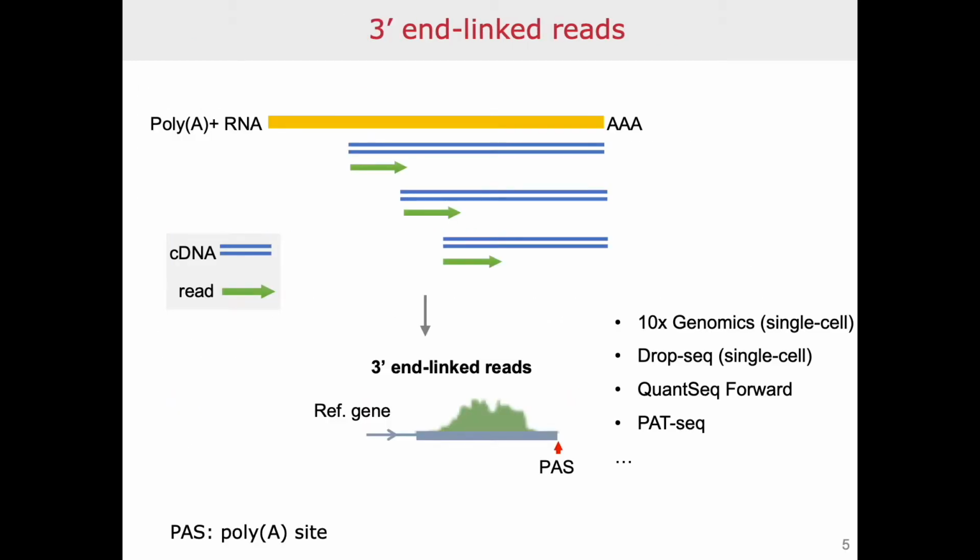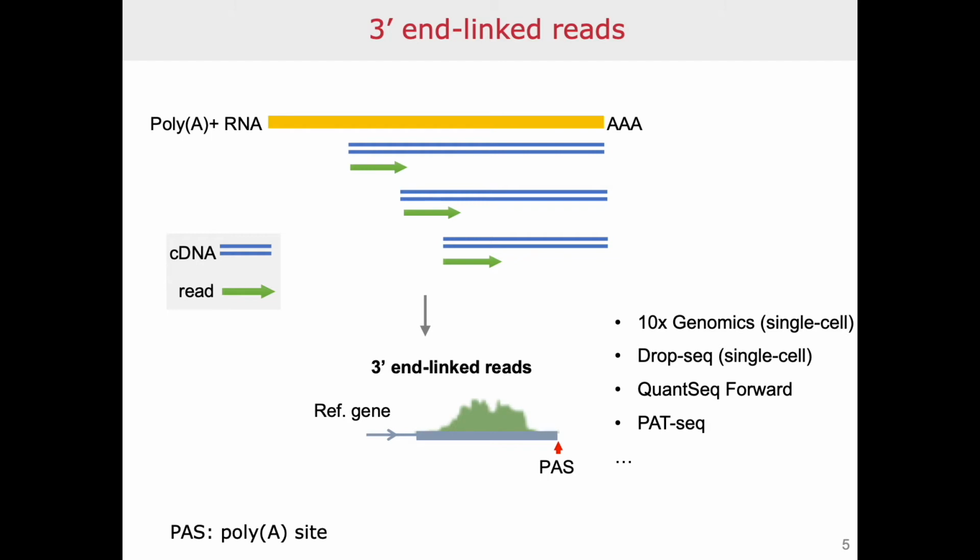As many single-cell RNA sequencing technologies generate RNA reads from the 3' end of the RNA molecules, such data provide a nice opportunity for studying alternative polyadenylation. In particular, we focus on technologies that generate the so-called 3' end linked reads.